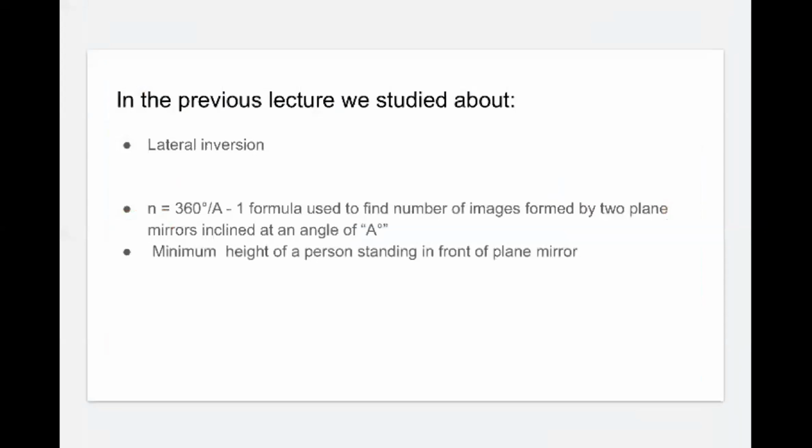In the previous lecture, we studied lateral inversion and a formula, n equals 360 upon a minus 1. This formula is used to find the number of images formed by two plane mirrors inclined at an angle of a degree. And lastly, we studied the minimum height of a person standing in front of a plane mirror.